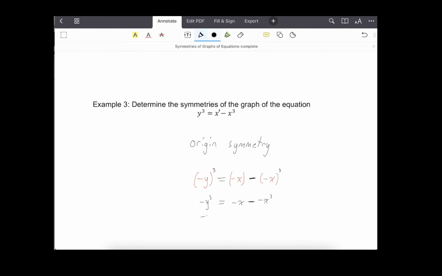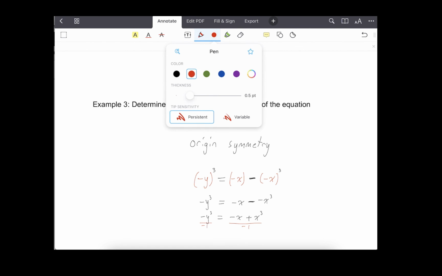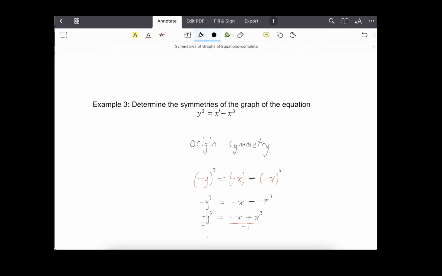I'll rewrite this one time. This is negative x plus x cubed. If you negate everything or divide everything by negative 1, this gives you y cubed equals x minus x cubed, and we get back the same original equation. So those two are equal, which means we have that origin symmetry.